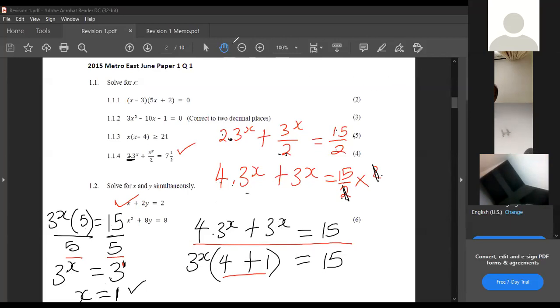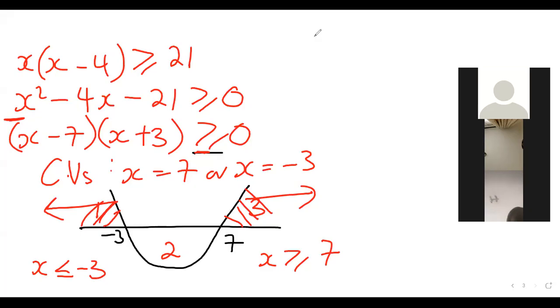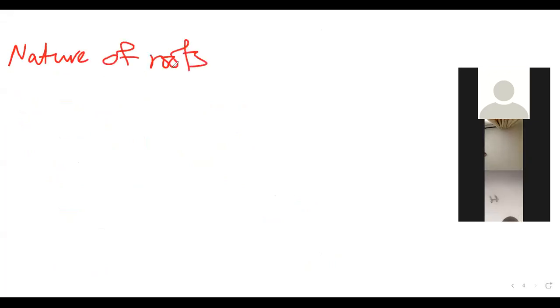Okay. All right. If we have the small book next to us, page 8, nature of roots. Small book page 8, nature of roots.